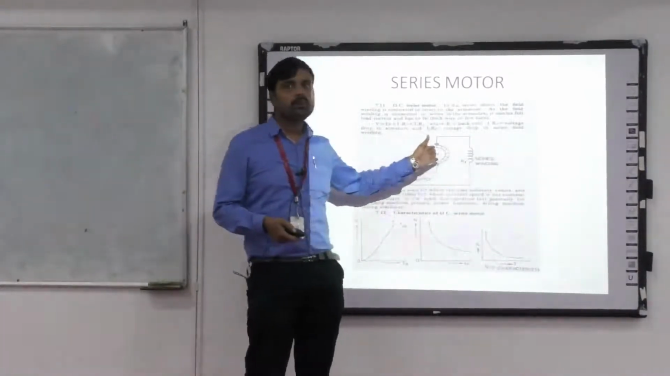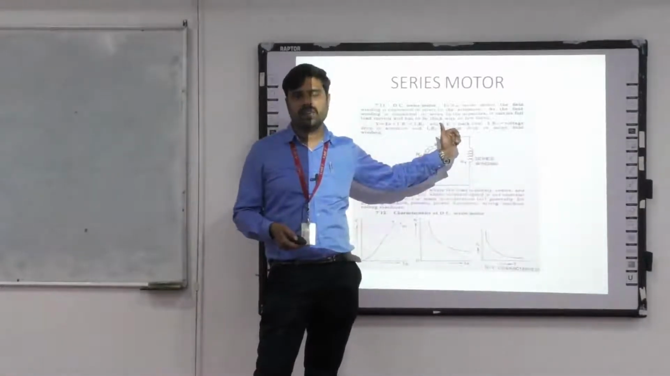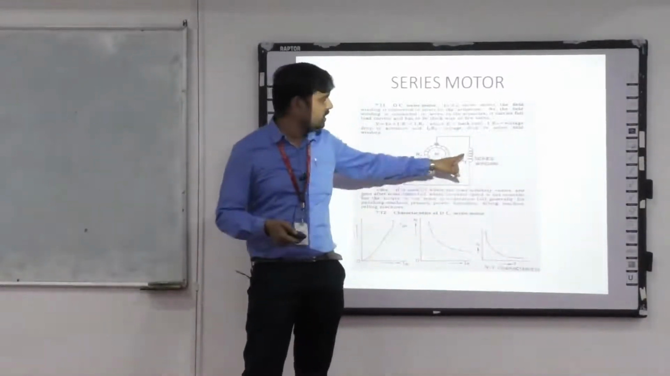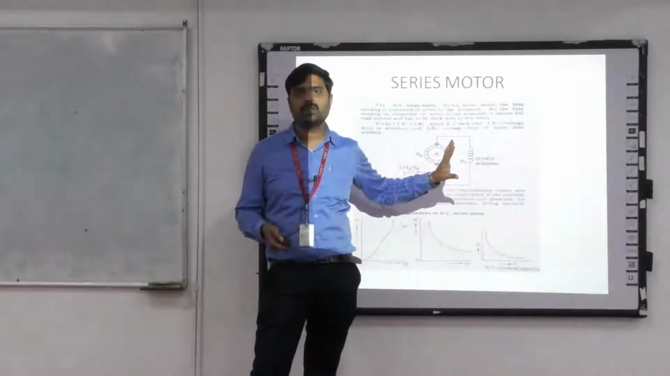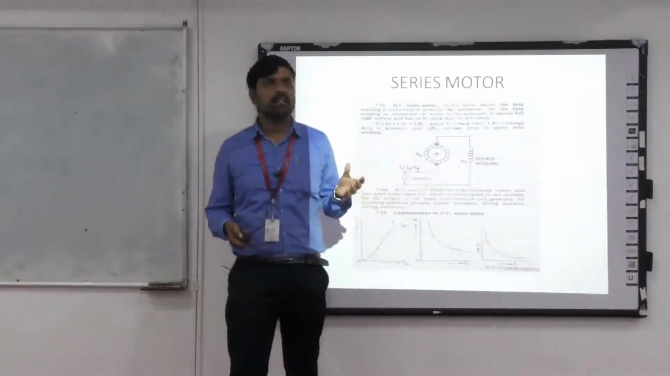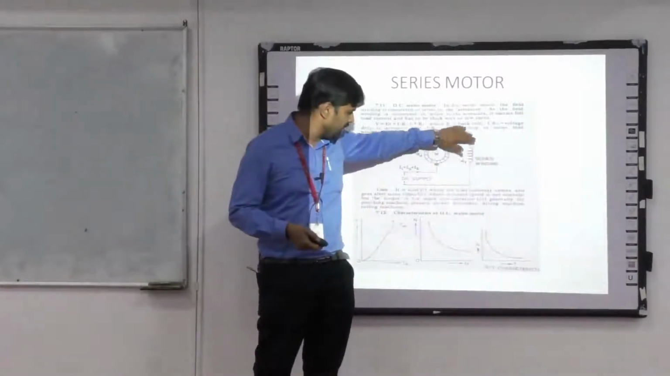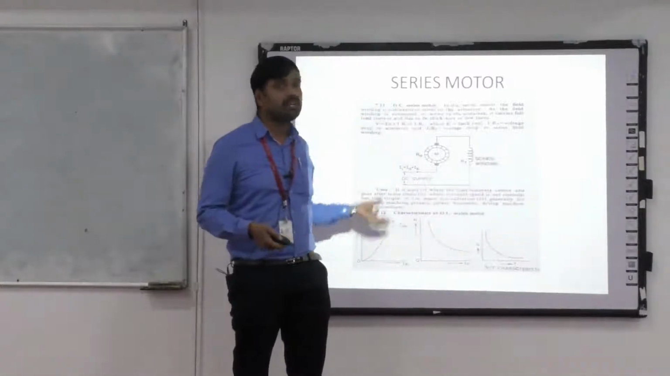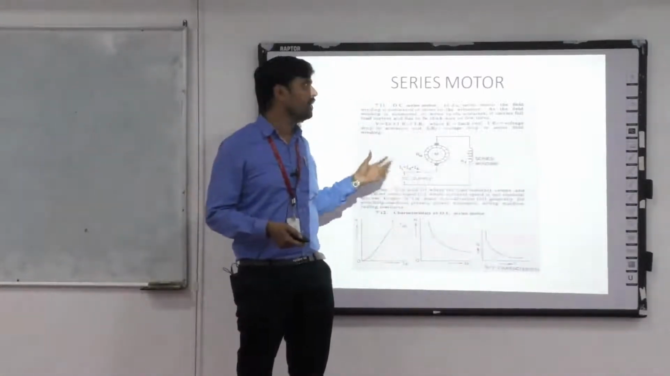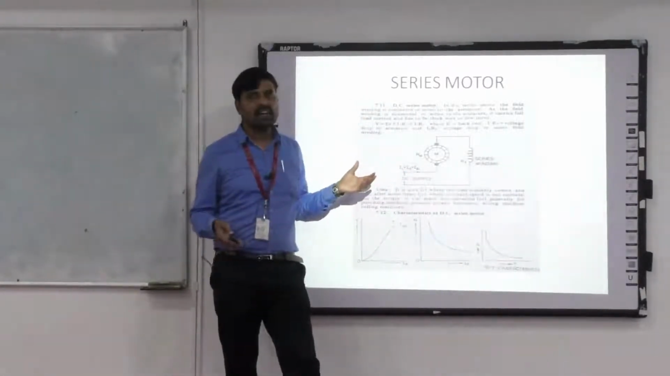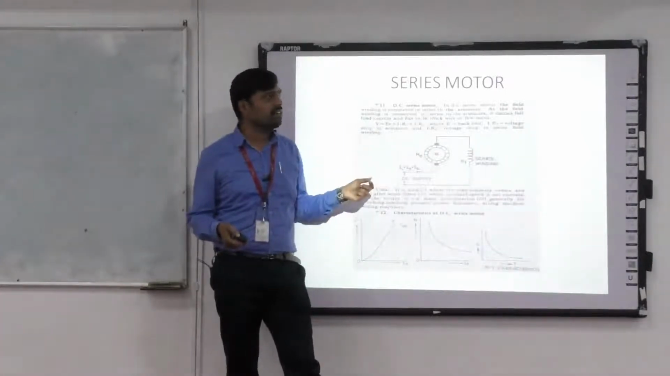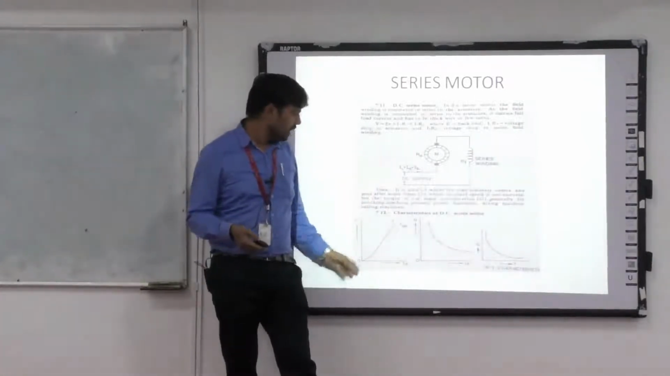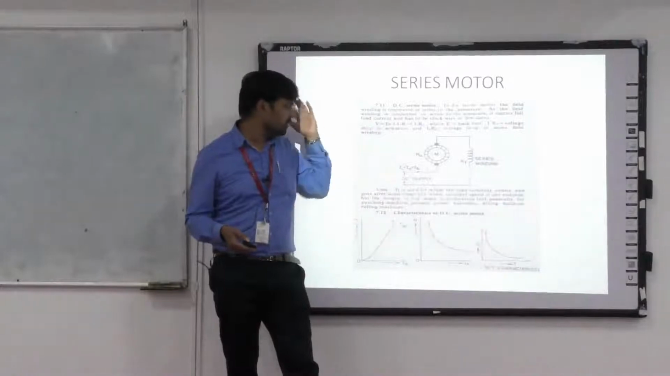Here, torque is proportional to φ times Ia. Here we see that the series flux depends upon the armature current. So torque is proportional to Ia square, and the starting torque will be very good. If they ask which motor has high starting torque, the series motor has high starting torque. A high starting torque motor is nothing but a DC series motor.